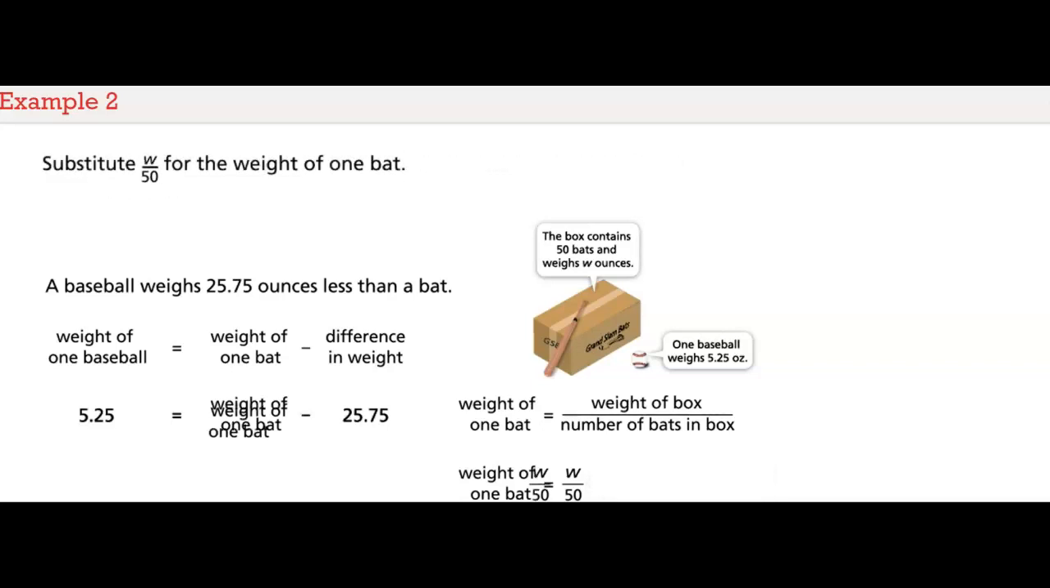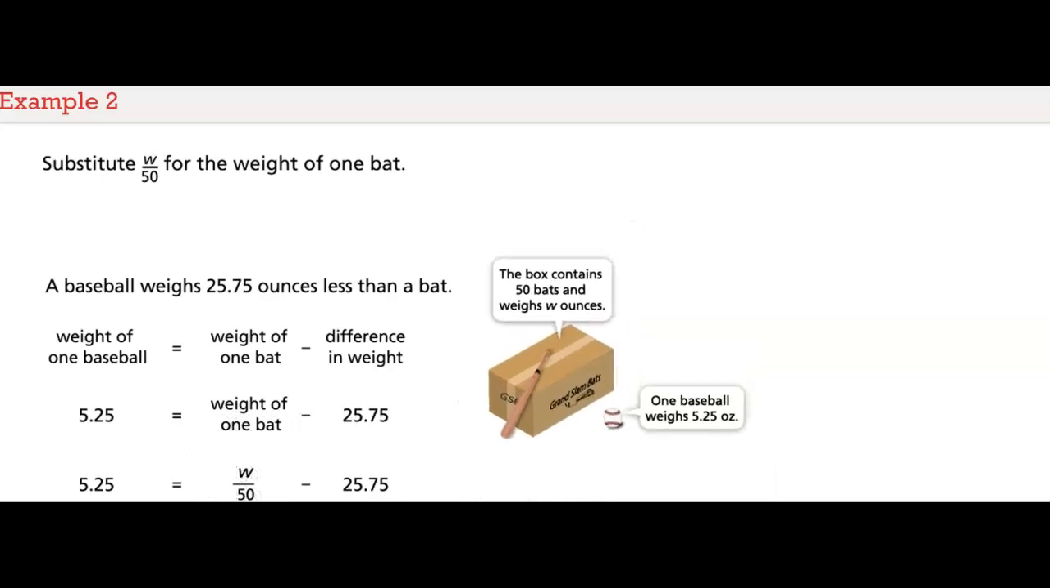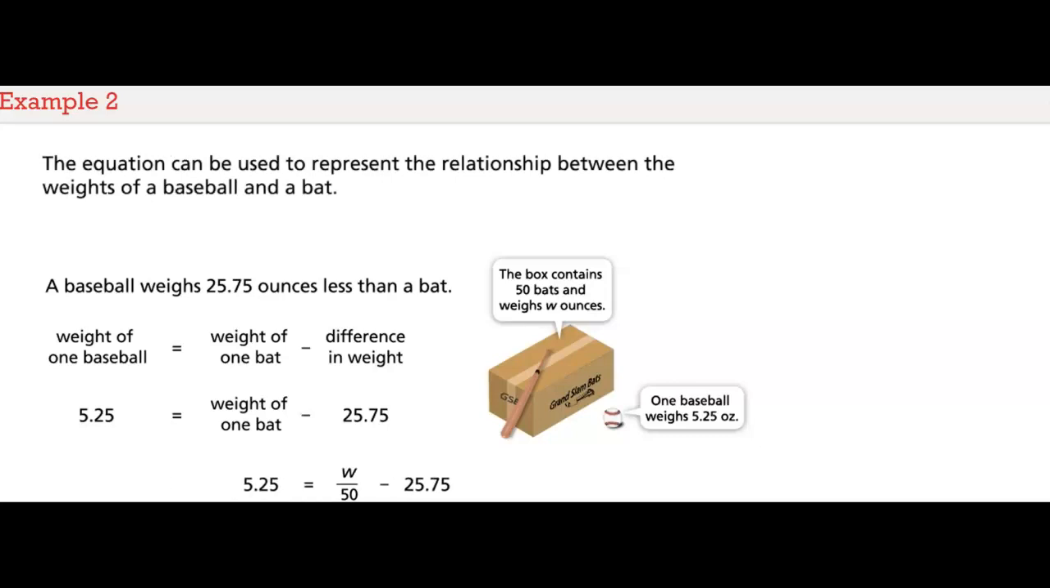Now, substitute W divided by 50 for the weight of one bat. The equation is 5.25 equals W divided by 50 minus 25.75. The equation can be used to represent the relationship between the weights of a baseball and a bat.